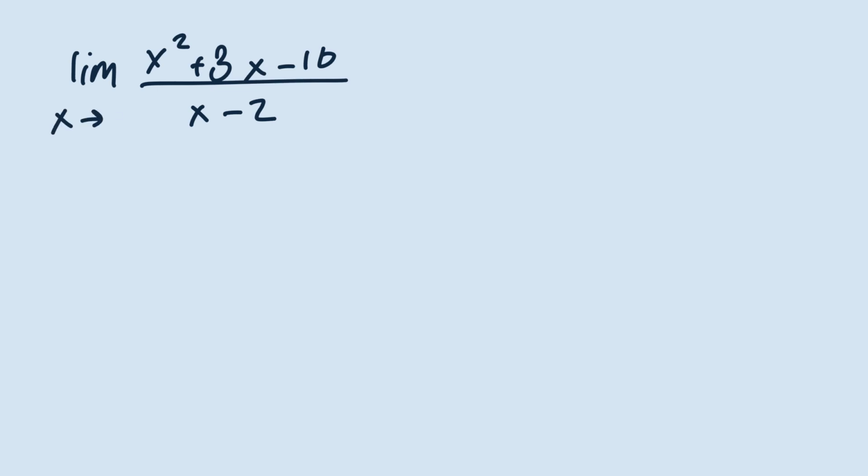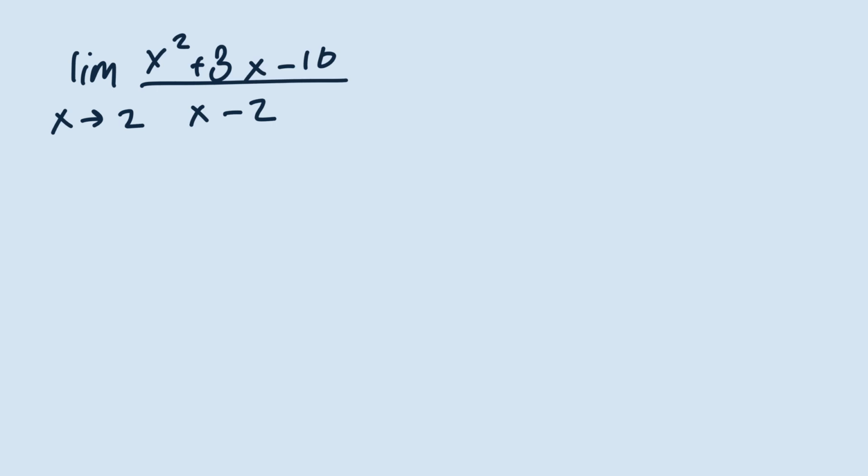Now it's your turn. Try to find the limit of x squared plus 3x minus 10 over x minus 2 as x approaches 2. Now, in order to solve this question, if we use direct substitution, we will get 0 over 0. So this will make our function undetermined. So we have to do something else. We have to factor the upper function.